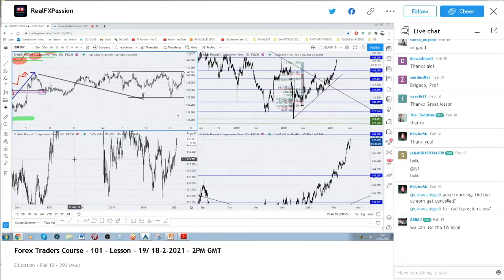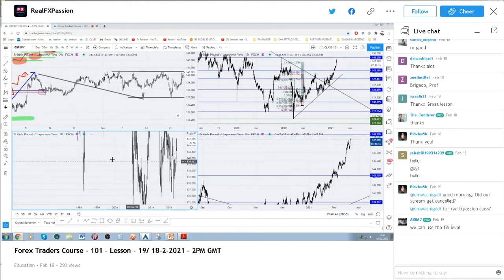Everybody, where is the monthly chart? Monthly chart.